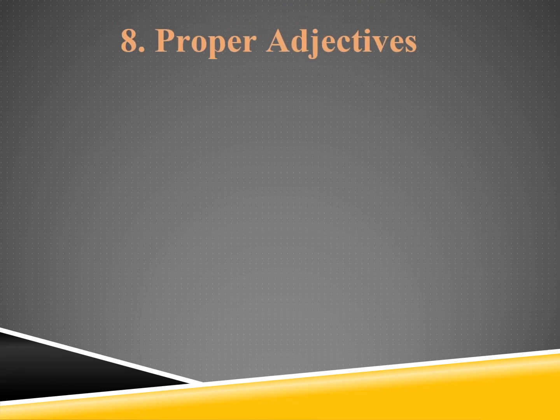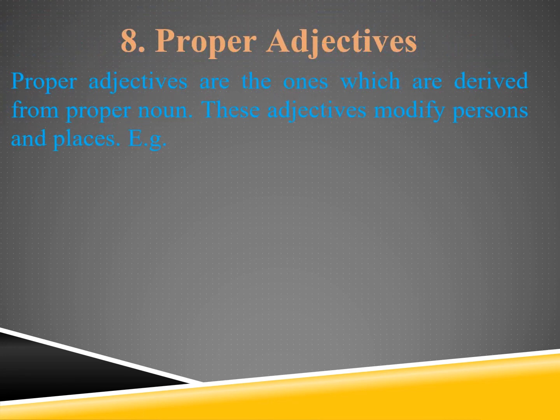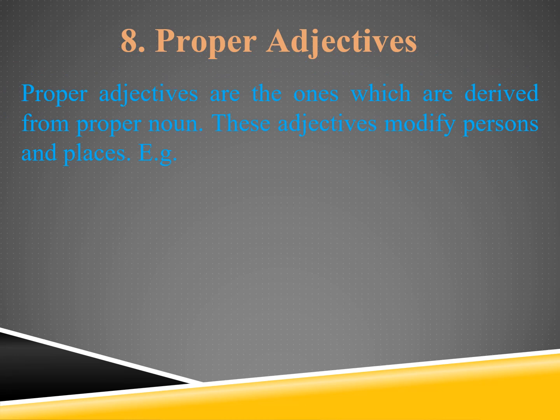Well, the last type of adjective is proper adjectives. Proper adjectives are the ones which are derived. Derived means which are taken from a proper noun. These adjectives modify persons and places. For example, Japanese cars are wonderful. The word Japanese in this sentence is a proper adjective because it has been taken from the proper noun Japan, which is the name of a country.